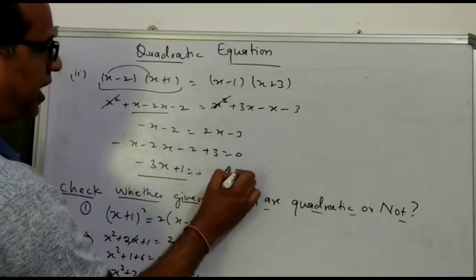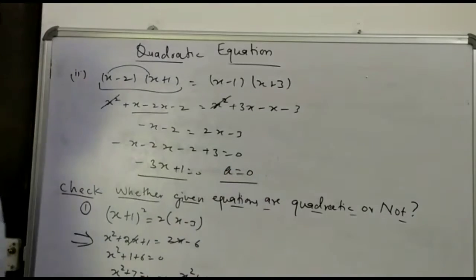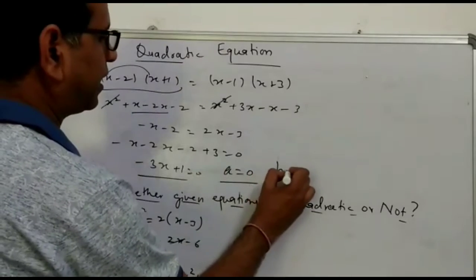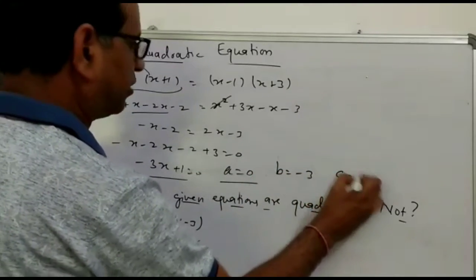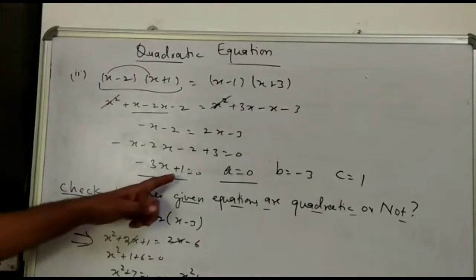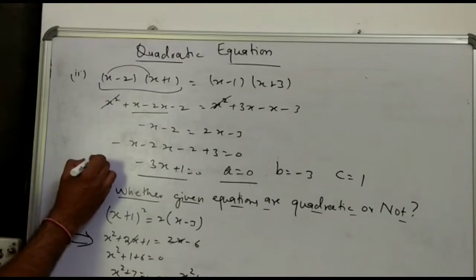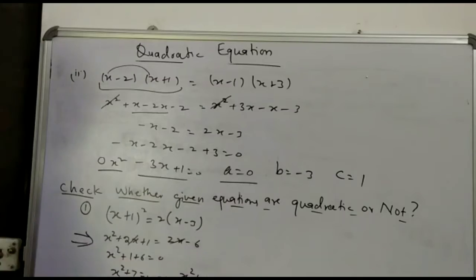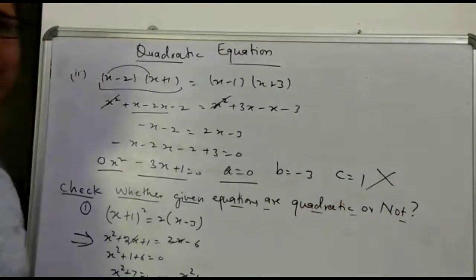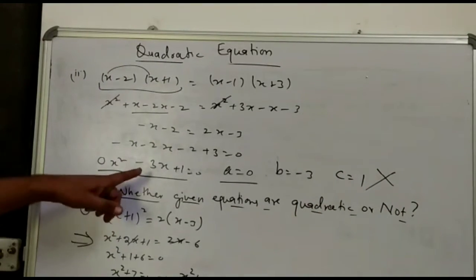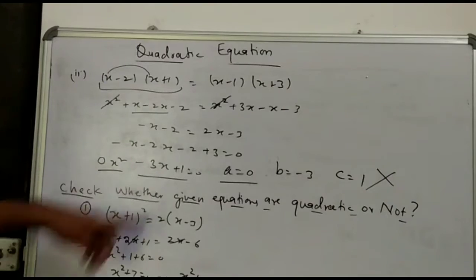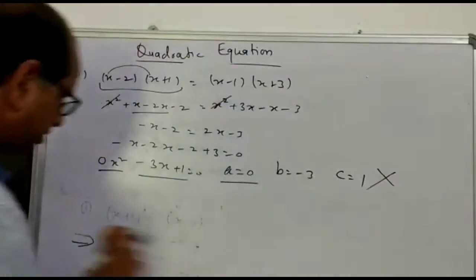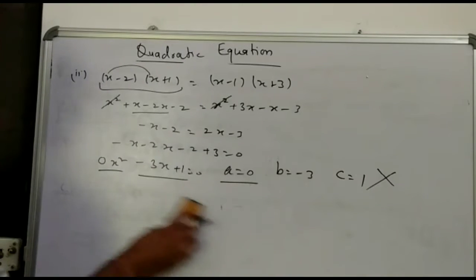What is the value of a here? The value of a is equal to 0. The value of b is minus 3 and the value of c is 1. Indirectly it is 0x square. So we say that it is not a quadratic equation. Actually, it is a linear equation. See one more example here, just to make your idea more strong, more clear.